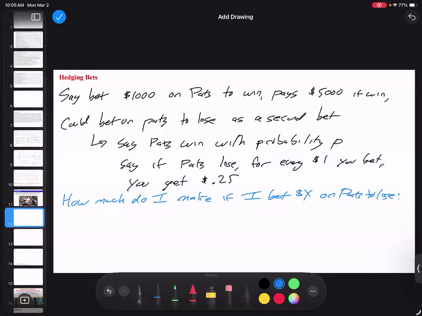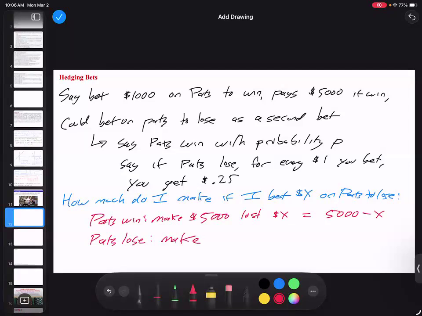Yeah. Right? So if the Pats win, I make $5,000 and I lost X dollars for the bet. So I have 5,000 minus X. And if the Pats lose, I make 0.25X.